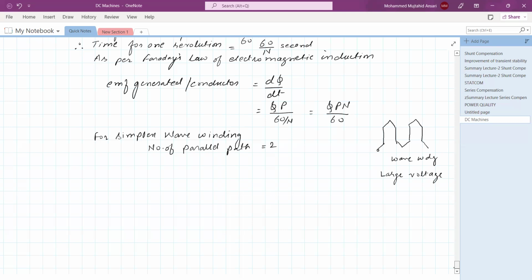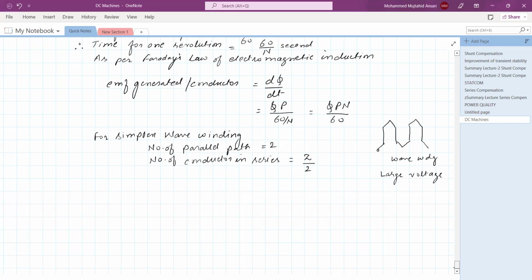Therefore, the EMF generated, with the number of conductors in series, is equal to Z upon 2. So whatever the total number of conductors, divided by 2. So this is the specification of some importance for the wave winding.